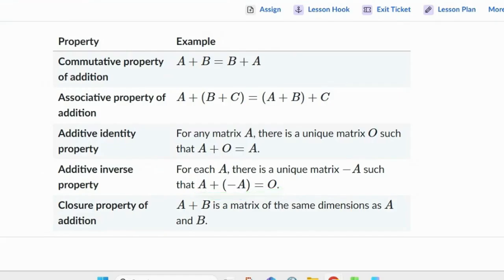And the closure property. The closure property says A and B is a matrix of the same dimensions as A plus B. They all have to be the same size. That's what the closure property says. If A is a 3 by 2 and B is a 3 by 2, when I add them together, it has to be a 3 by 2. That's all that's saying. It has to be the same size.